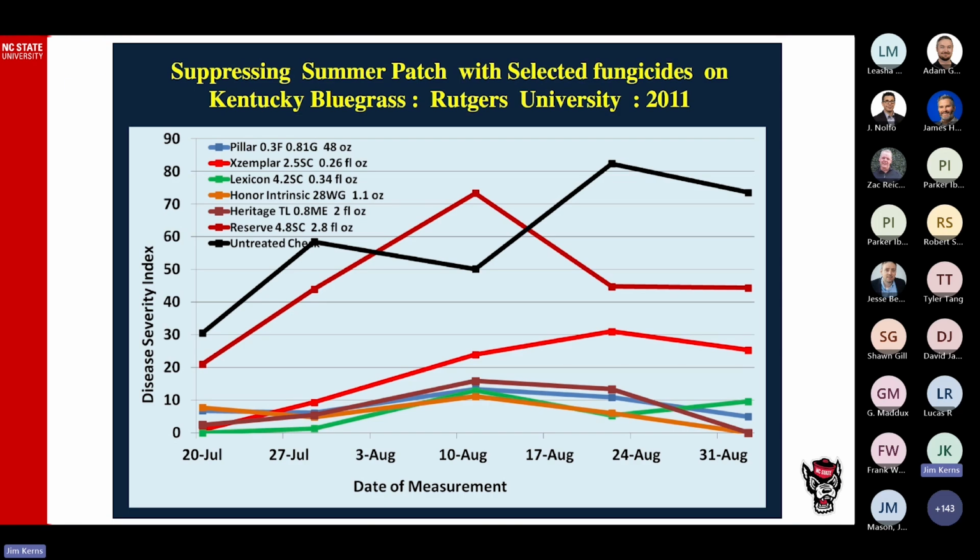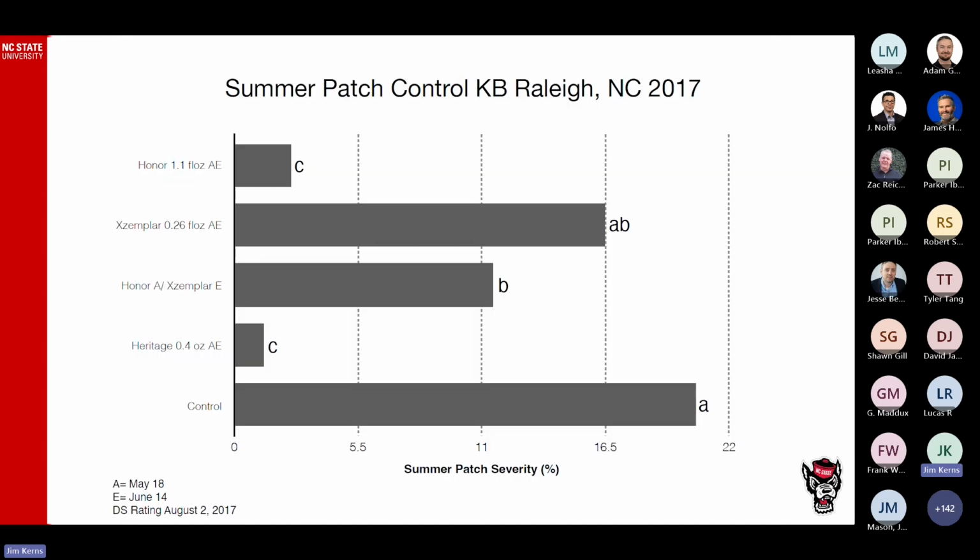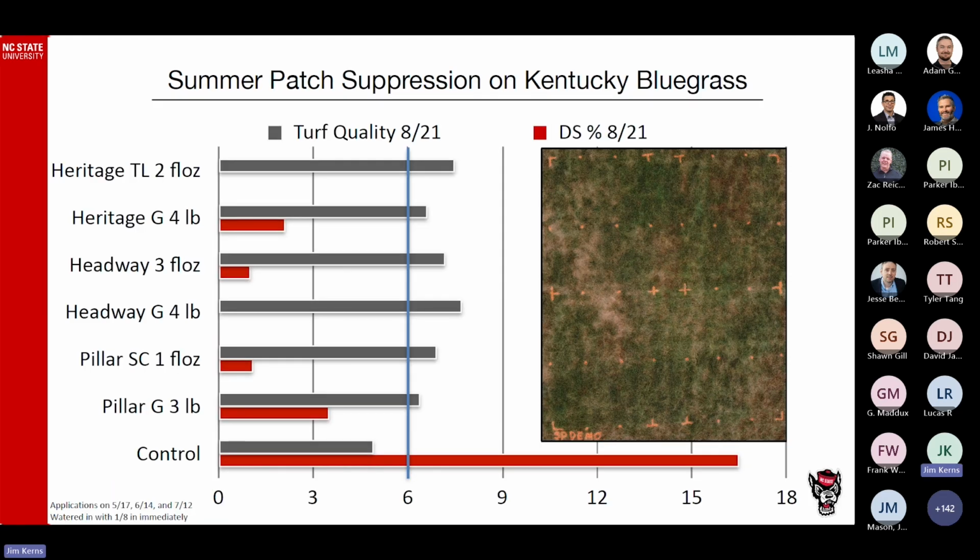What works? Lots, right? This was work done by Bruce Clark. Pillar, Exemplar, Lexicon, Honor, Heritage all worked really, really well. Honor, Heritage, okay, doing well in our trials. Basically, we have a lot of everything that works well for this. The QOIs are flawless, and it's true whether it's Heritage, Insignia, or Fame in our work.